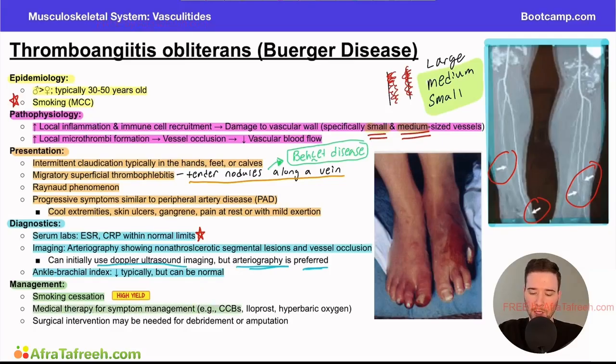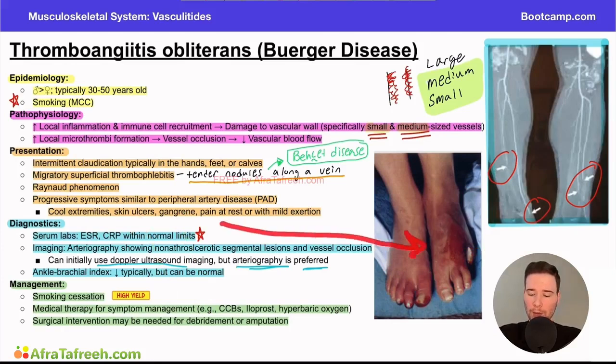These can include calcium channel blockers, iloprost, and hyperbaric oxygen. If patients have very severe disease, we can consider surgical intervention, which may be needed for debridement or amputation. Remember, one of the things that can occur if this gets severe is gangrene or even skin ulcers. This might actually require surgical debridement if it gets far enough.